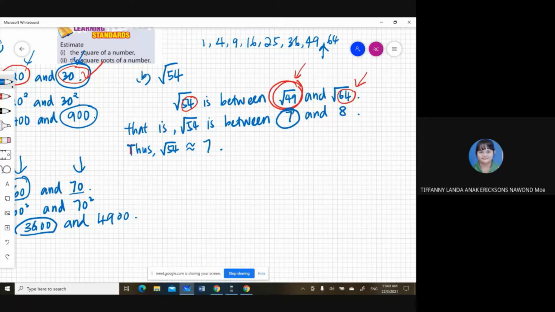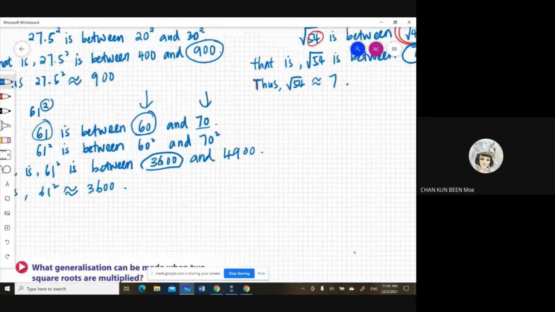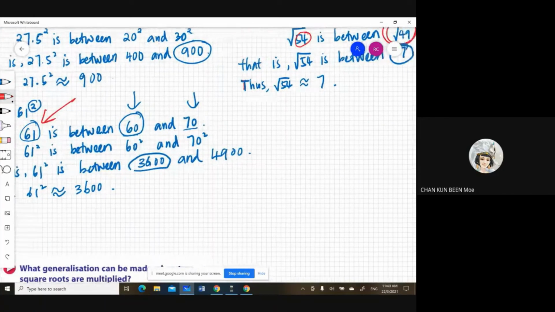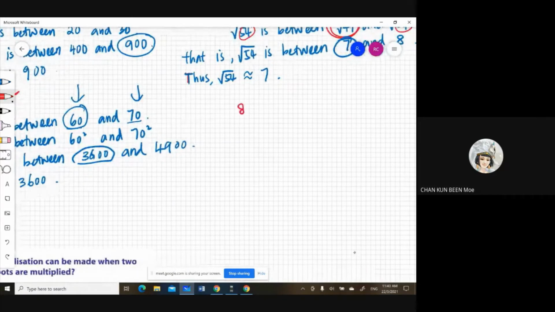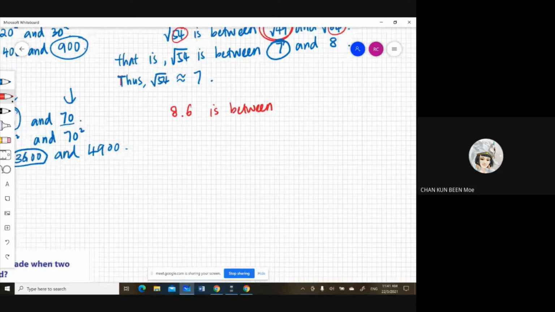Okay, I give you another example. If the question asks you to find out 8.6 squared, you are going to choose the values in between. Before you find the square, 8.6 is between, what is the tens value that we can use here? Is between 8 and 9? 8 and 9? Is it between 8 and 9?